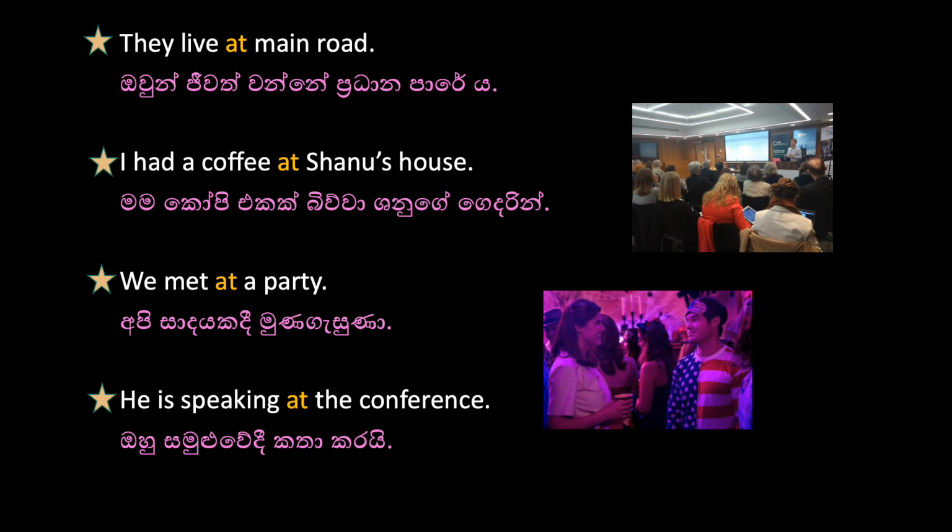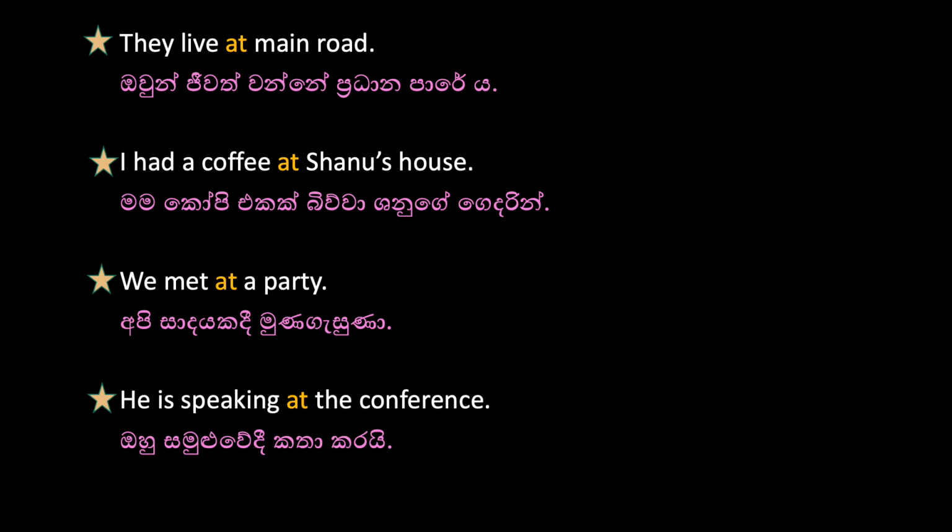This means Shanu is the person, not Shanu's home. We can use at with events. We met at a party. He is speaking at the conference. So, in all of these examples, the preposition at is used to talk about specific places or points in space.